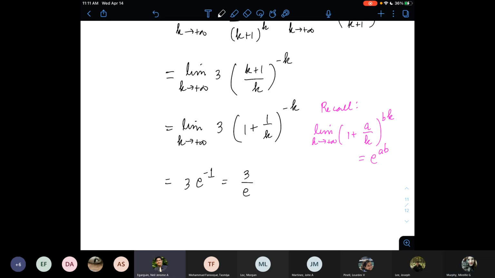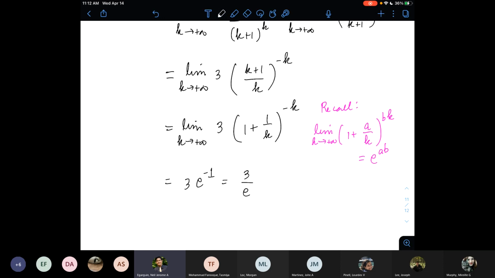Remember the ratio and the root test. You take the limit of either the ratio or the root. If the limit is less than 1, it's convergent. If the limit is greater than 1, it's divergent. If the limit is 1, no conclusions can be made.